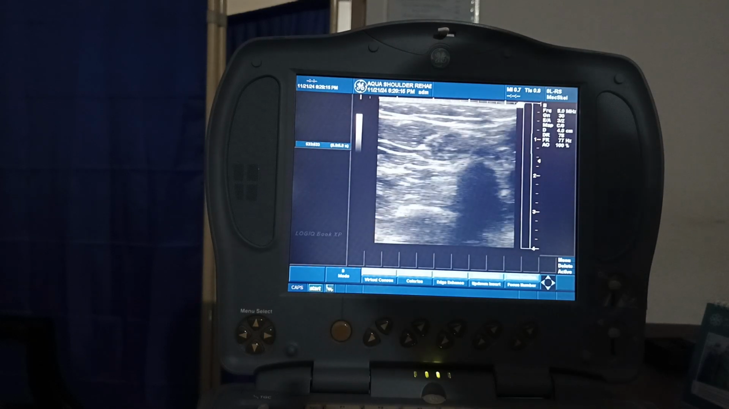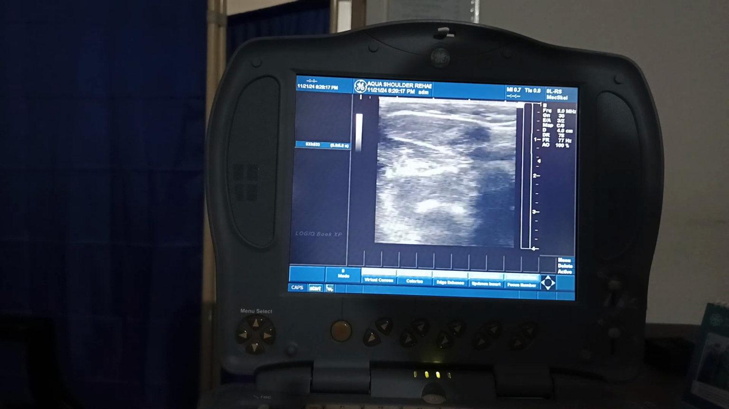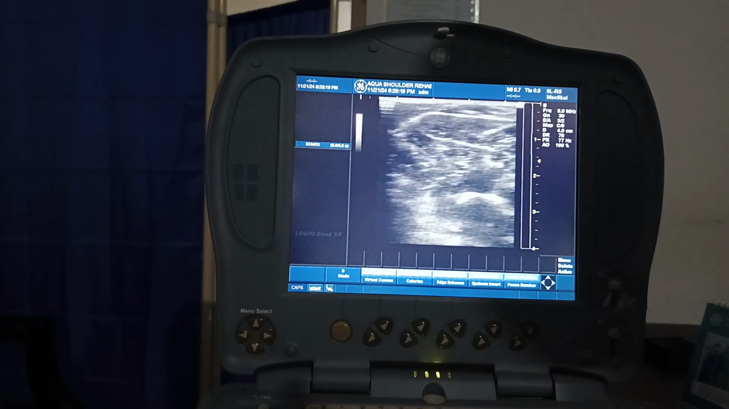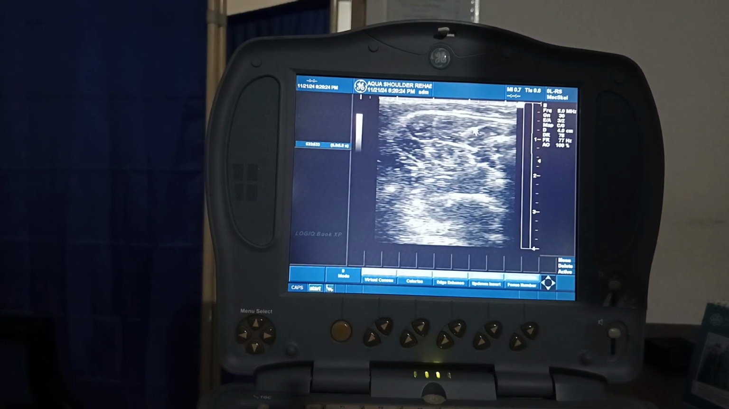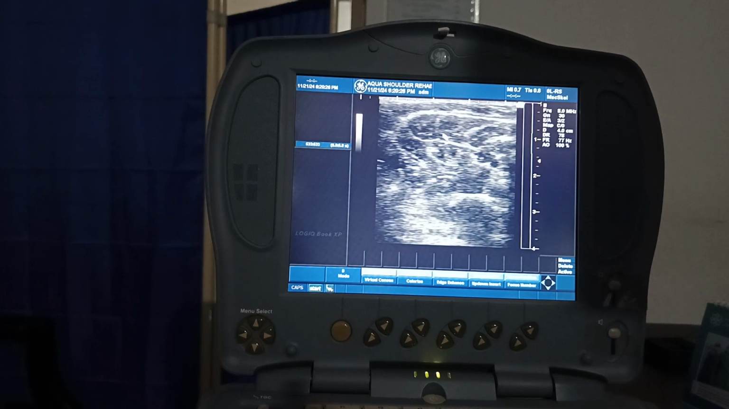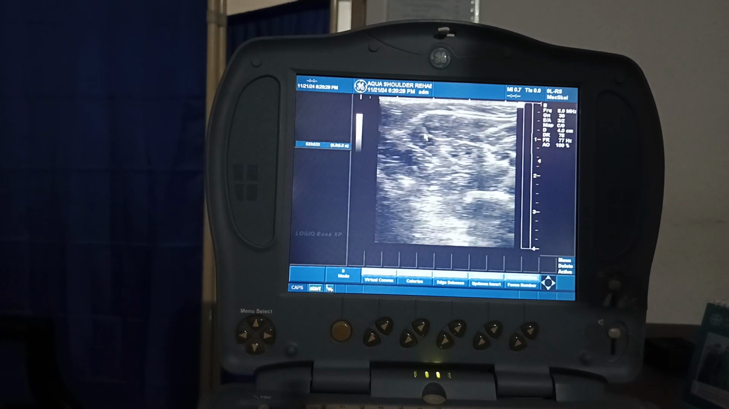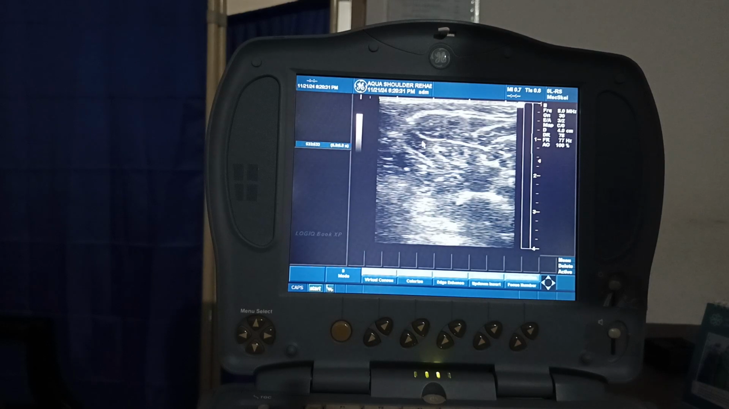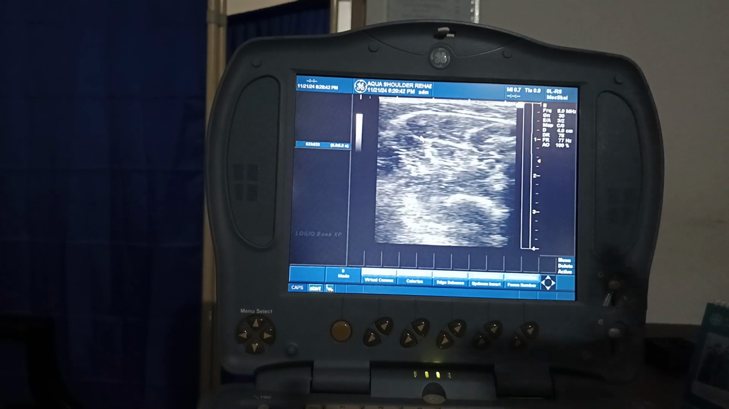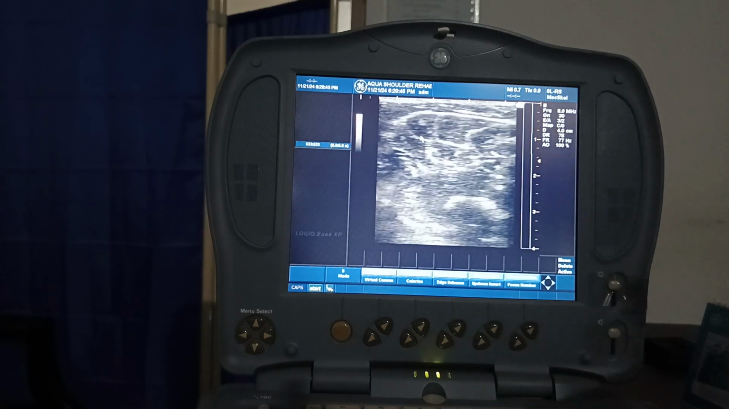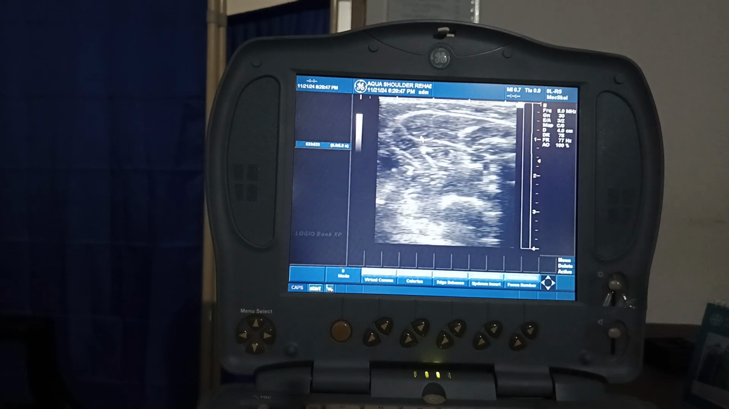And as soon as I place the probe, you can see that there are some, let's use the cursor. So you can see this is one muscle belly, this is another muscle belly, and similarly this is another muscle's belly. So a lot of bellies, and they are encapsulated in the epimysium. This is the epimysium or the fascia of the muscle. Right now we don't know which muscle this is because we are not following any bony landmarks.